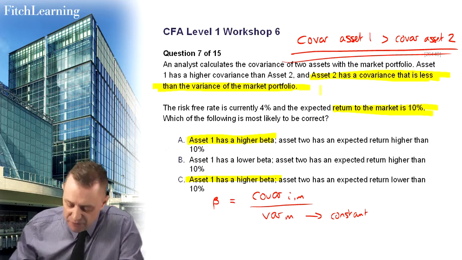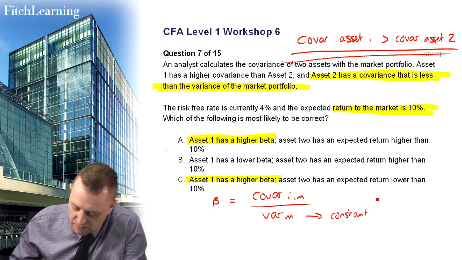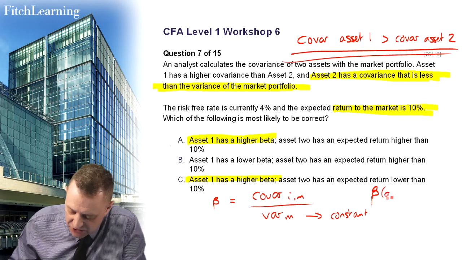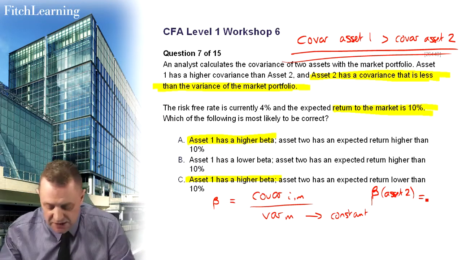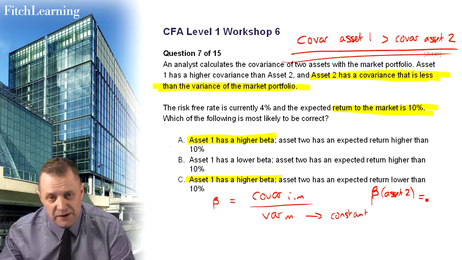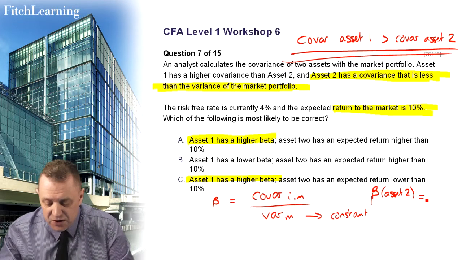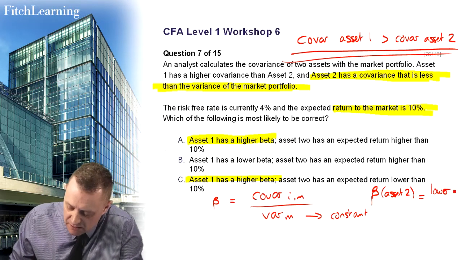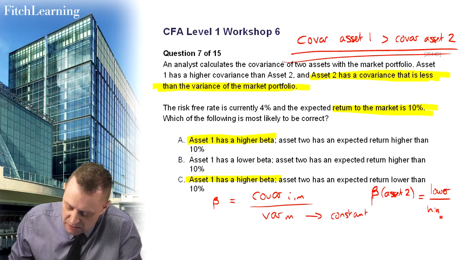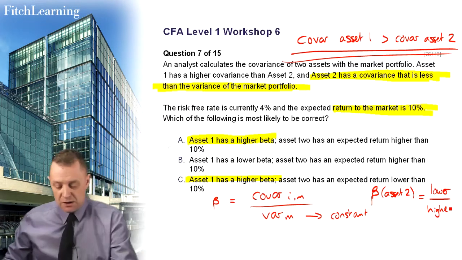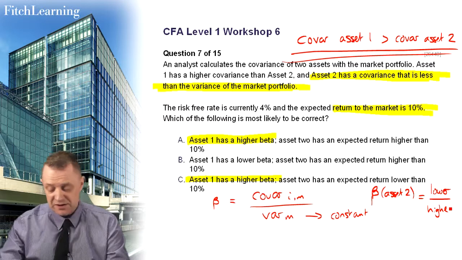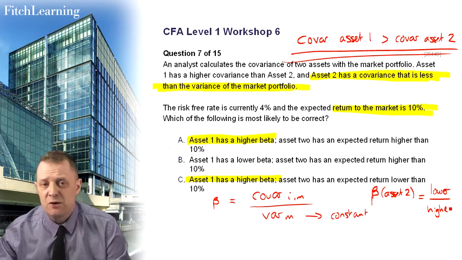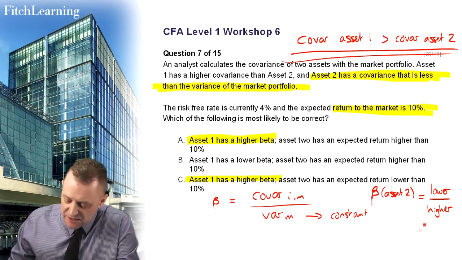So what that means is, if you look at the beta for asset 2, okay, given that the beta is the covariance divided by the variance of the market, and given that asset 2 has a covariance that is less than the variance, okay, what we can actually say is that the top number is lower than the bottom number. Okay, so the covariance is lower than the variance, i.e. we've got a lower number on top, a higher number on the bottom, which means that its beta is less than 1.